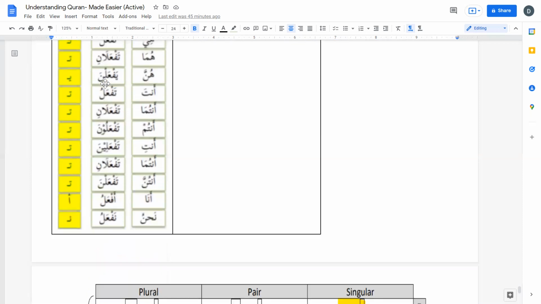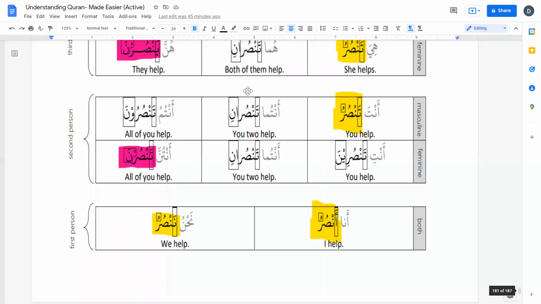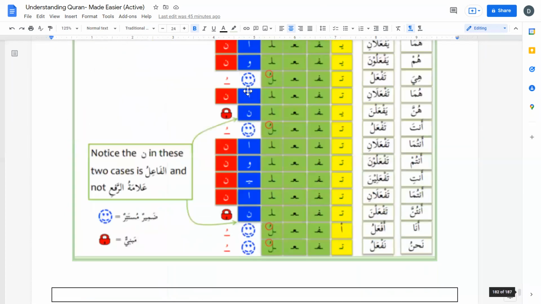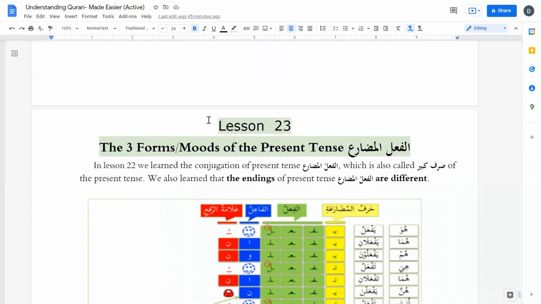Okay, that's how we learn about the conjugation of present tense and different types of endings. And inshallah, in the next lesson, we are going to learn about 3 forms or modes of the present tense.